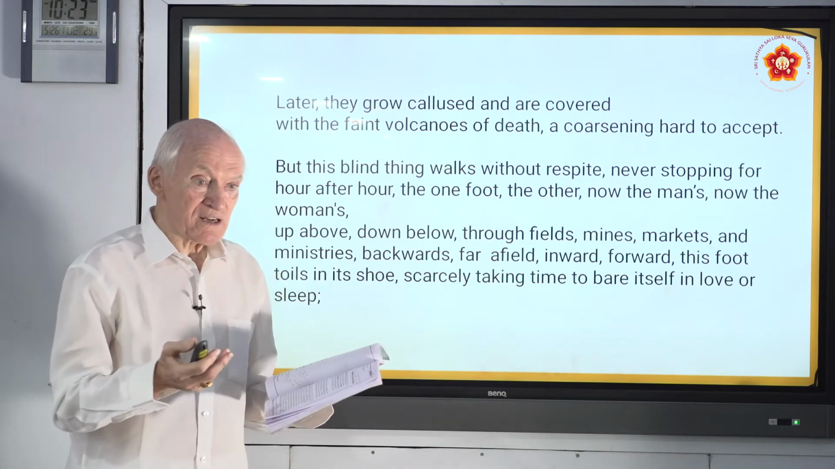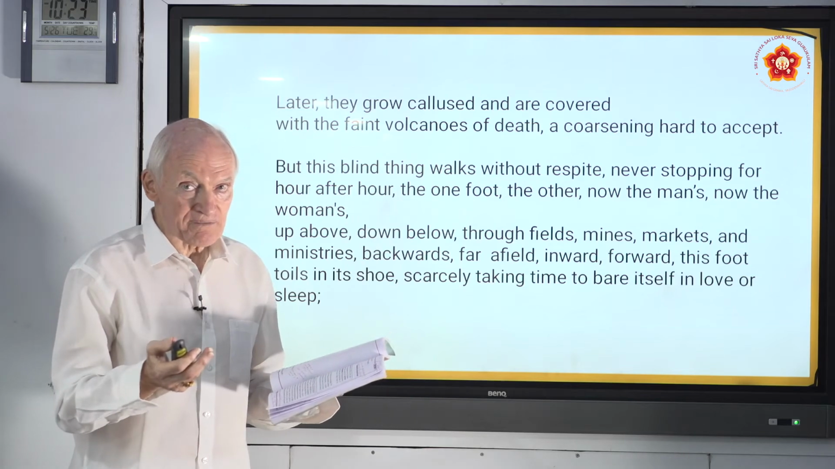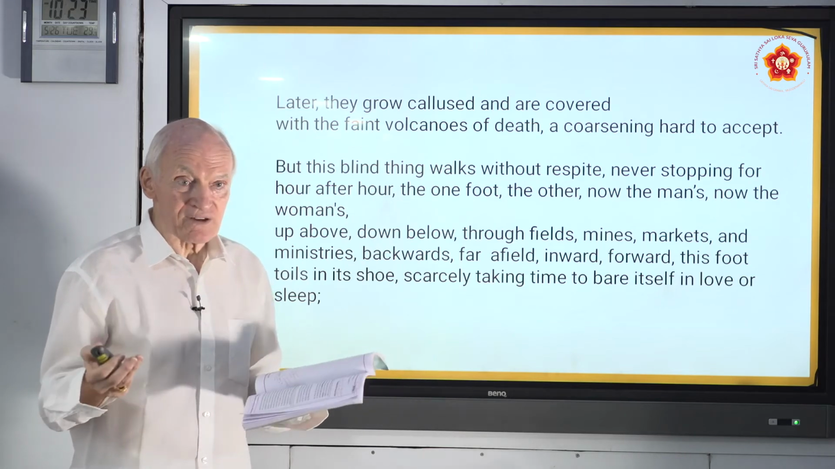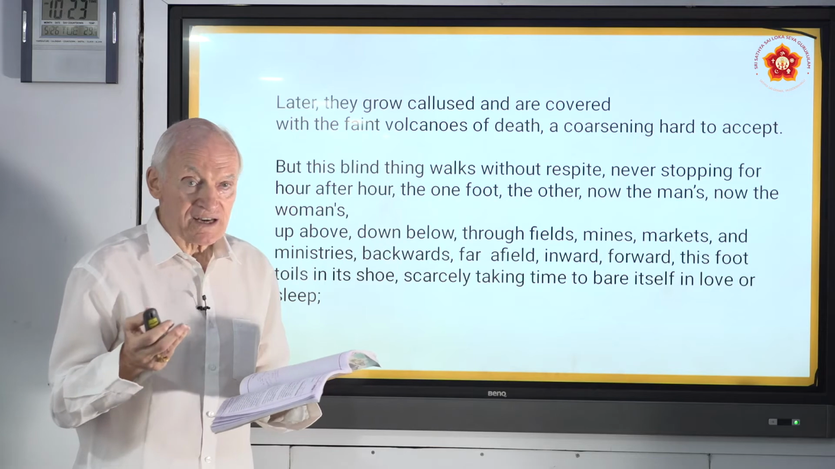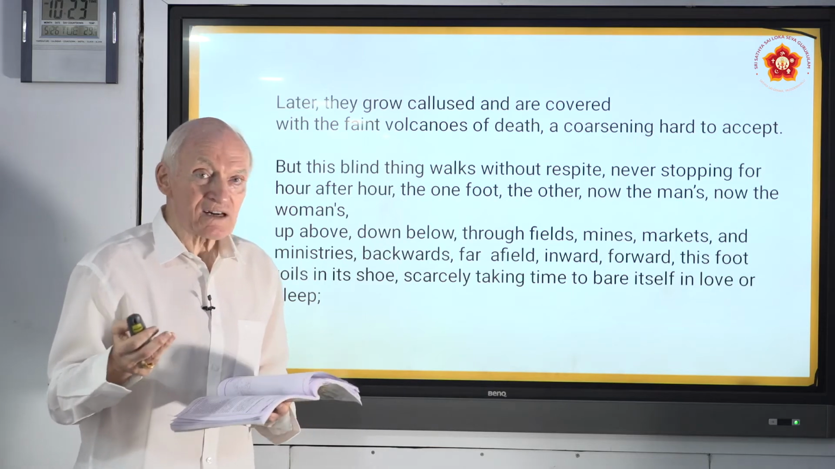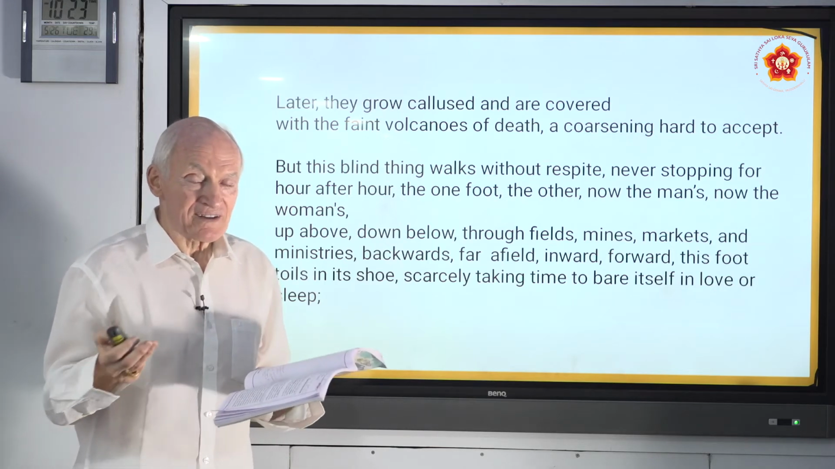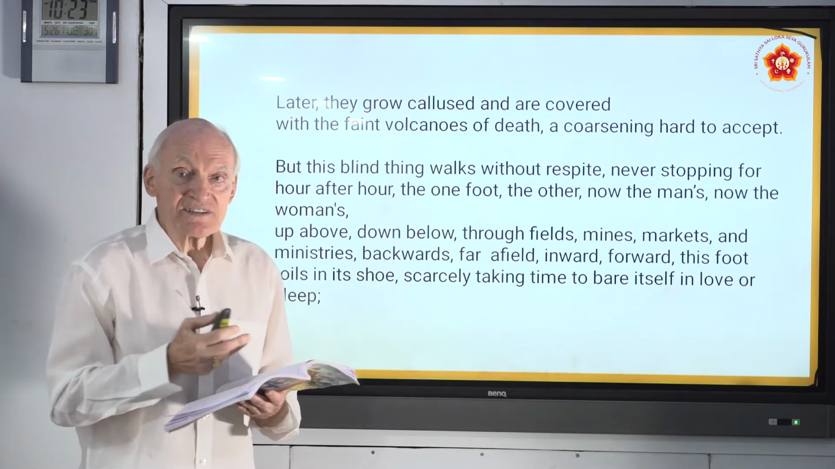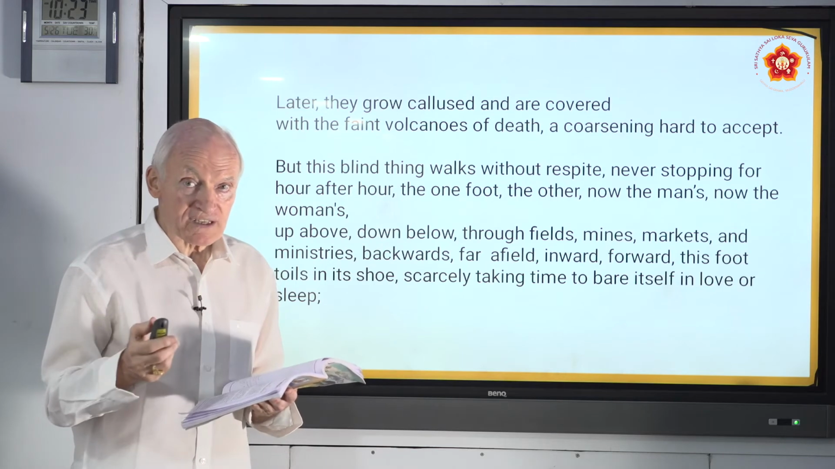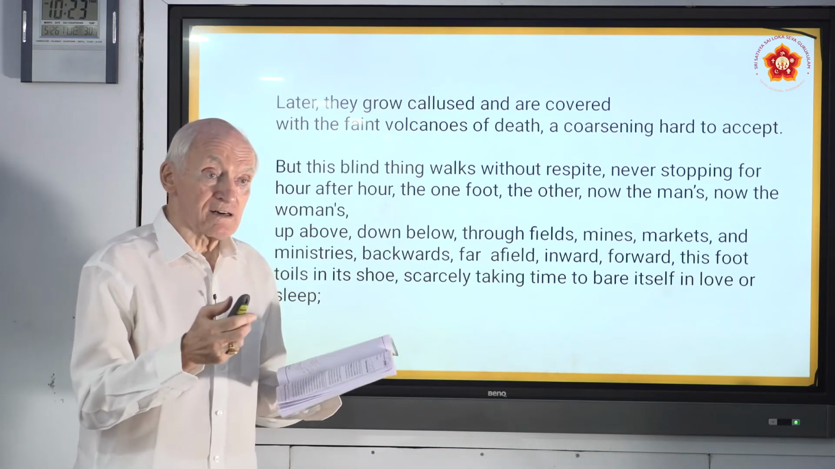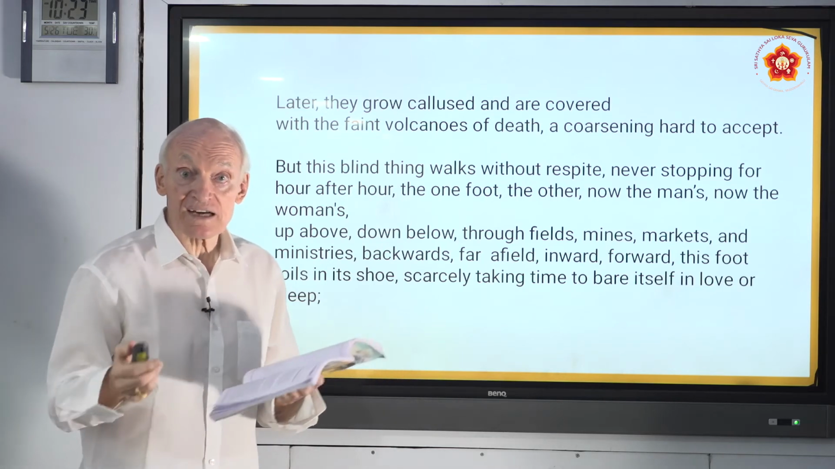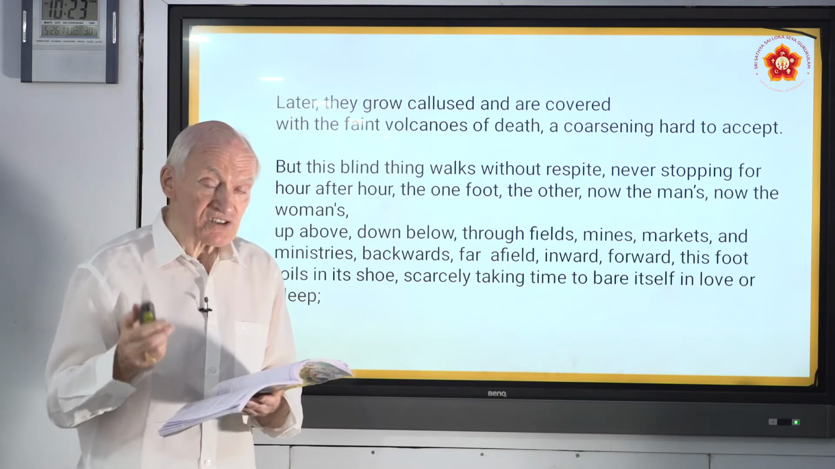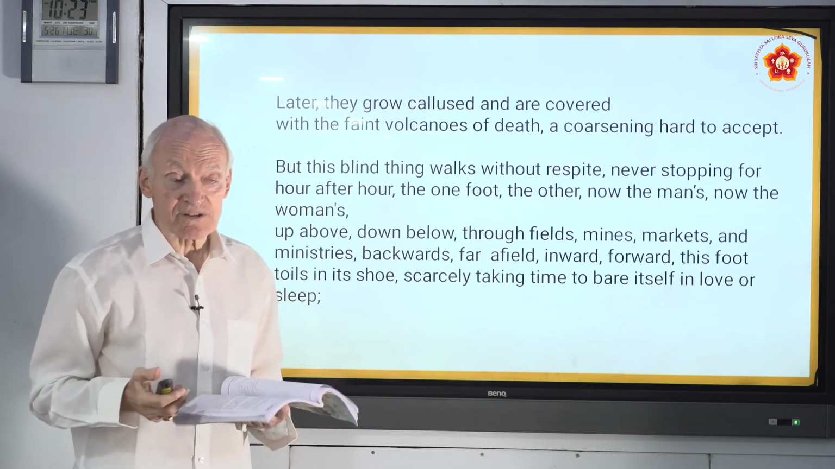As you look at them, they look more lifeless all the time. Instead of being pink and vibrant, they get grayish and old. And they look like a volcano of death. That's the term that is used by Neruda here. And this, he points out, is a coarsening. A coarsening makes, instead of being soft and nice, it gets hard and firm and coarse. And this coarsening is hard to accept.